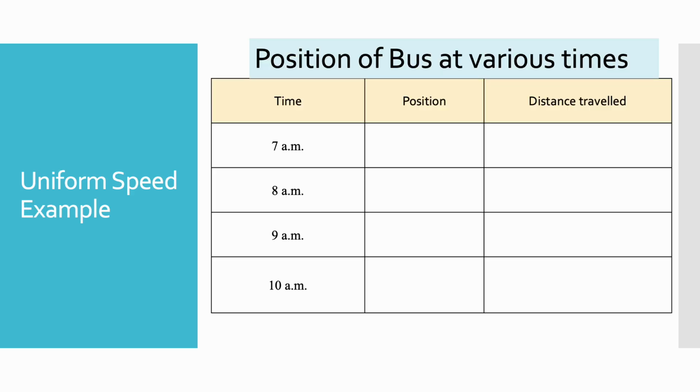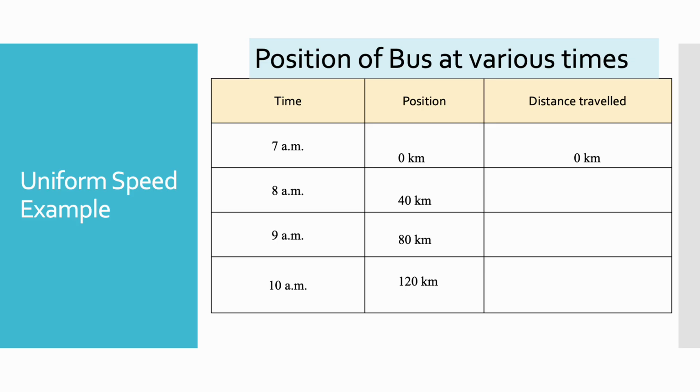Let's take an example of a bus. At 7 a.m. it is at 0 kilometers. At 8 a.m. it is at 40 kilometers. At 9 a.m. it has covered 80 kilometers. And at 10 a.m. it has covered 120 kilometers. Now, let's find the distance traveled.